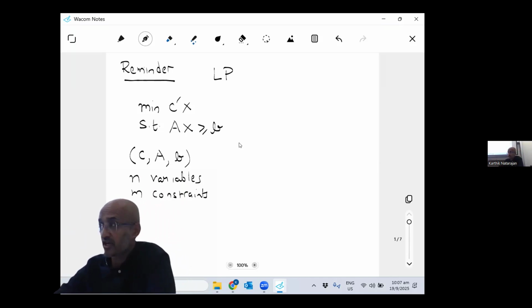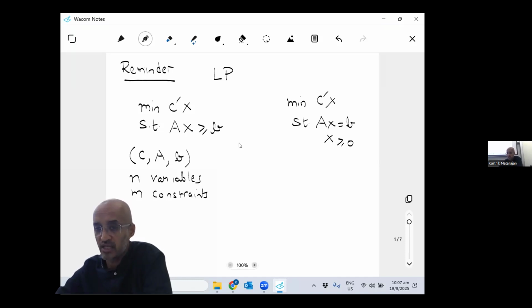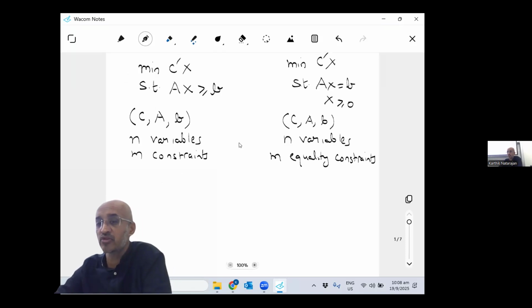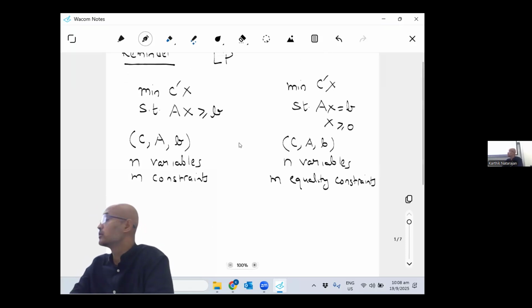There's a second form that you can also write all linear programs in, which is to minimize C transpose X subject to AX equal to B, X non-negative. In this problem, again, the input is clearly C, A, and B. There are n variables again. In this formulation, there are m equality constraints, and these n variables are all non-negative. So in principle, if you think about this linear program, there are n plus m constraints because all these variables have to be non-negative, so they're also constraints.